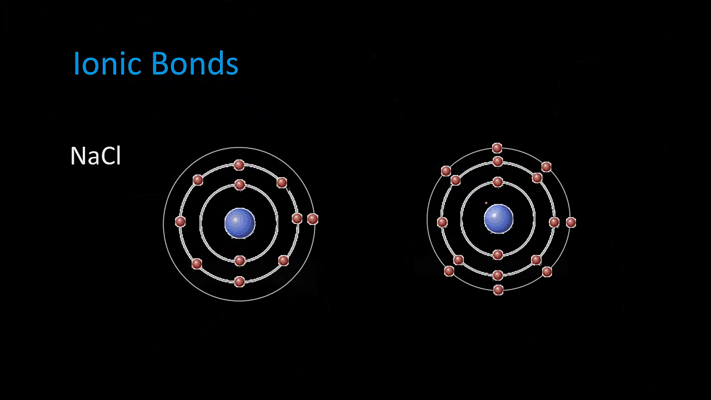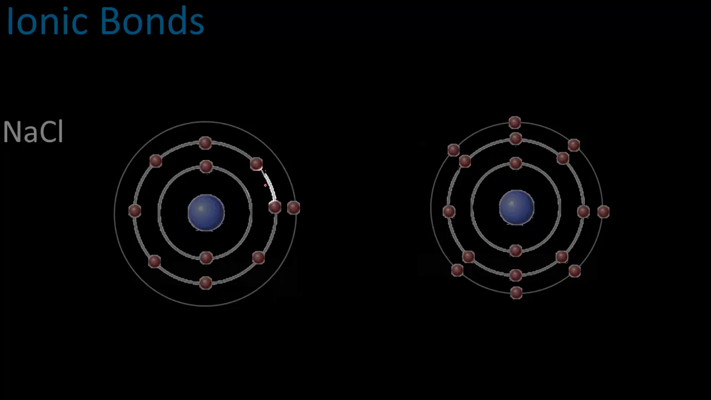Okay, now let's look at sodium and chlorine, sodium chloride. Sodium has 1 valence shell electron. It needs to either get rid of all of its electrons in its outer shell to become stable, or gain enough to make 8. So it either has to lose 1 or gain 7. Sodium would rather lose 1. It's much easier. Chlorine has 7 valence shell electrons. It either needs to lose all 7 or gain 1. So it will gain 1.